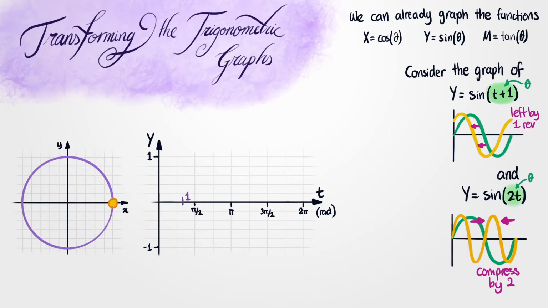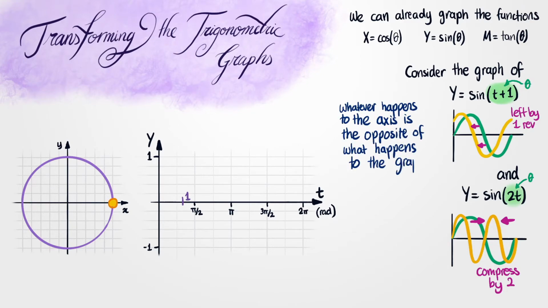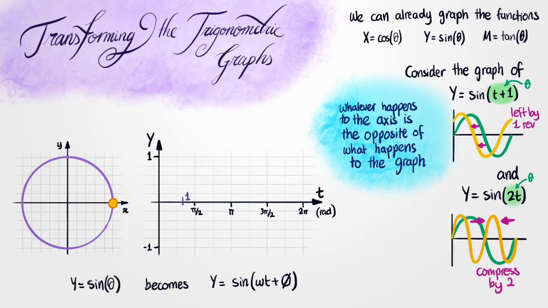Now this brings us to our golden rule. Whatever you do to the axis causes the exact opposite to happen to the graph. This important rule is going to help us figure out what happens when we replace this theta for a t multiplied by and added to some number. This first number we call omega, and it measures how quickly the new sine wave rotates. And this second angle is called phi, and it just tells us the angle offset when t equals 0.